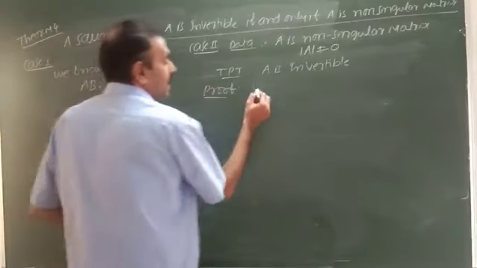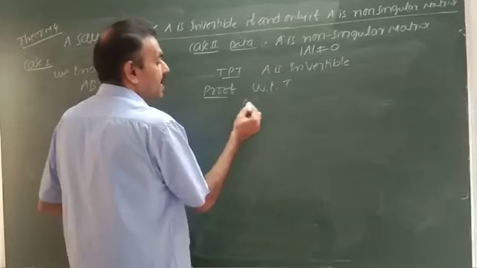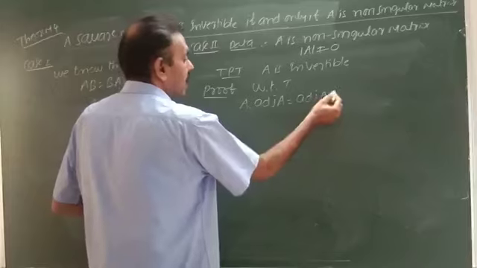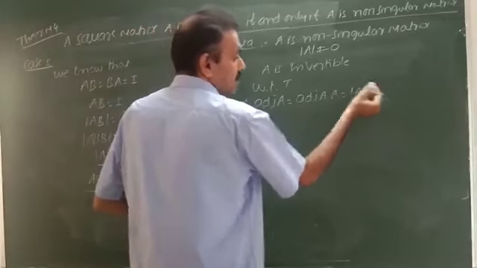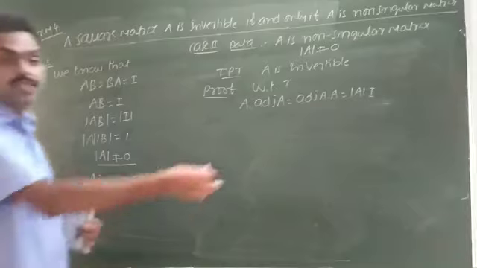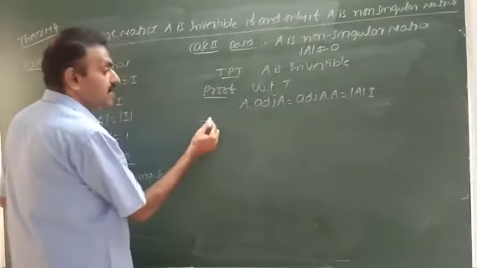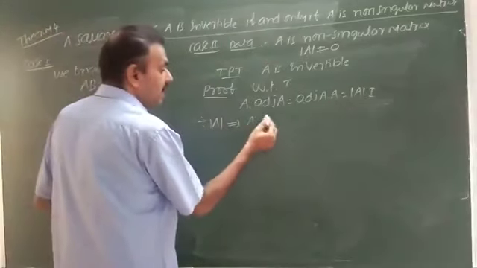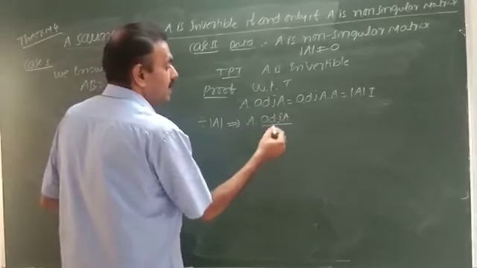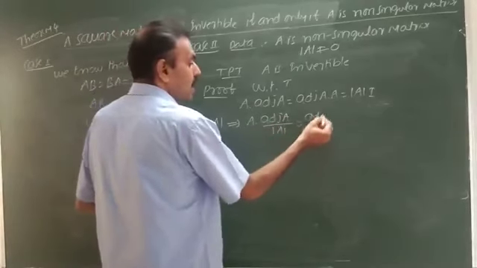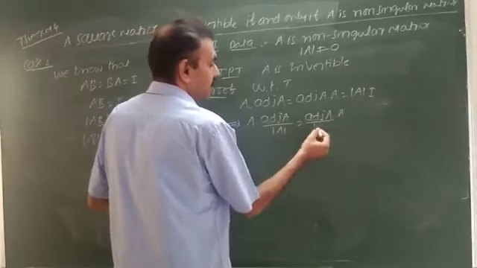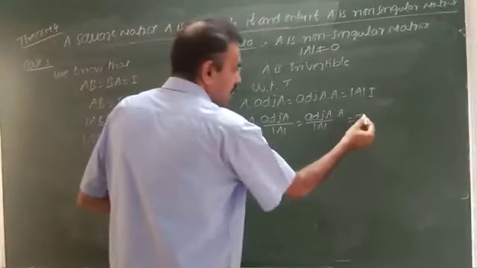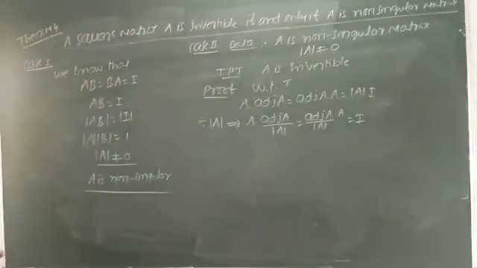What is the proof? We know that A into adjoint A is equal to adjoint A into A is equal to determinant A into I. You have this property which you have proved in the last class. Let us divide throughout by determinant A. What happens when you divide throughout by determinant A? A into adjoint A by determinant A is equal to adjoint A into A divided by determinant A. When you divide both sides by determinant A, what happens on the RHS? Determinant A cancels, we are left with I.